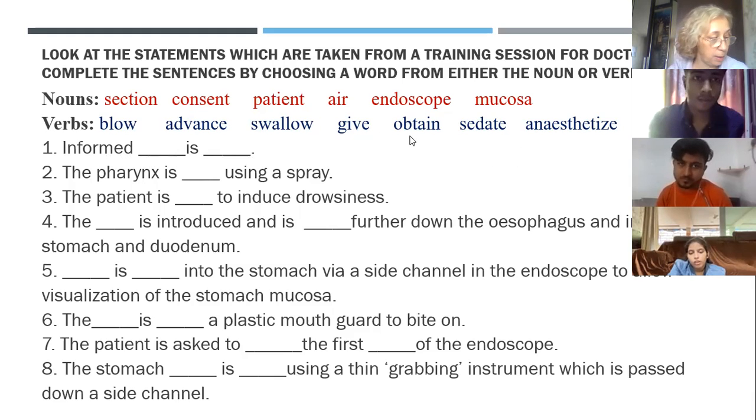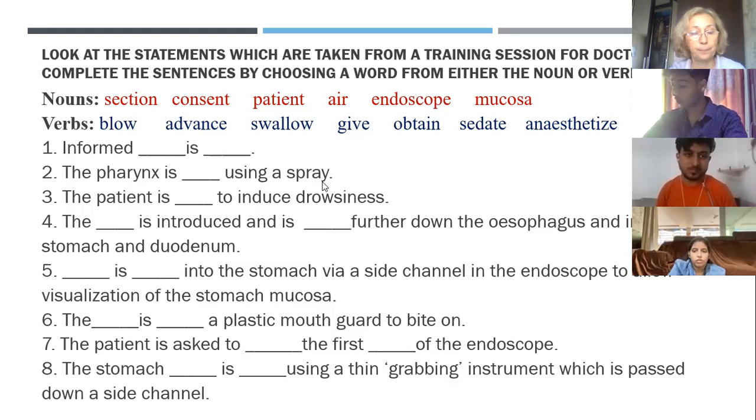Now let us listen to Rohit. Are you here, Rohit? No. Ritik, please. Yes, ma'am. The pharynx is anesthetized using a spray. Ma'am, because a spray is used for giving anesthesia to a person. Exactly. And pharynx, do we know another word for pharynx? Yes, ma'am. Glottis. Throat. Voice box.